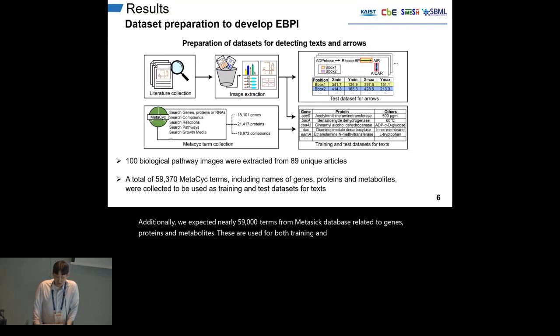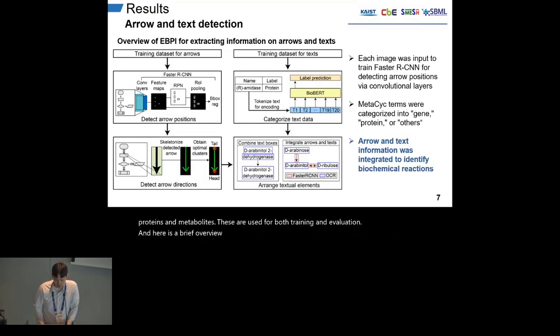And here is a brief overview of eBPI. It detects arrow position using Fast R-CNN, the object detection model, and extracts text via OCR and integrates them to identify biochemical reactions.